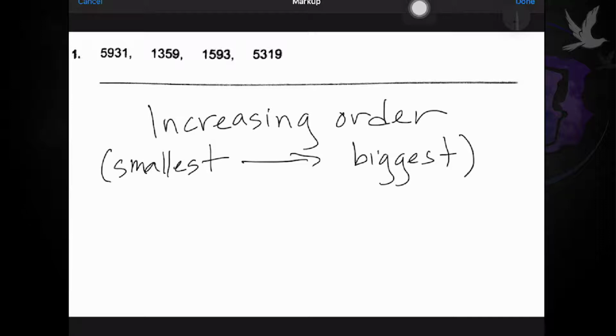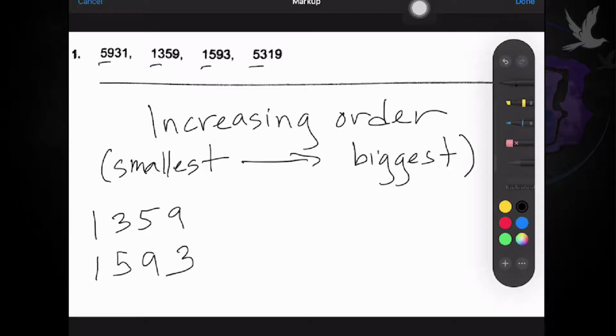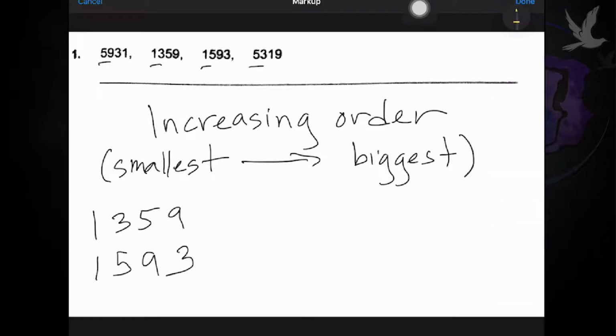Identifying the smallest number, you have 5 here, you have 1, 1, and 5. So in this case, you have your first candidates such as 1, 3, 5, 9, and 1, 5, 9, 3. So if you notice, our first digits are the same. Second digits are not the same. So in this case, since we are arranging this in increasing order, we have to choose which one is smaller. Which is smaller, 3 or 5? So it's obvious that the smaller number is 3.